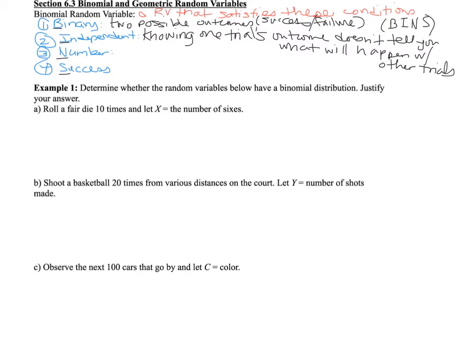So then my third condition is that there is a fixed number of trials. So it's the number condition. So there's a set number of trials, and we call that number n. So there's a fixed number of trials, which we call n, and this is set in advance.